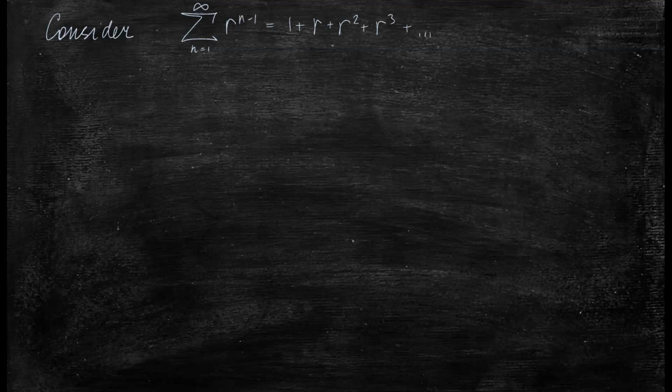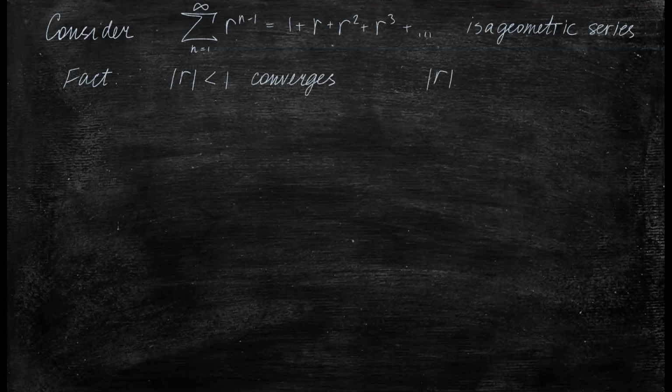And what we know about geometric series is that when r, the absolute value of r is less than 1, then the series converges. And when the absolute value of r is greater than or equal to 1, then the series diverges. And what does that mean? So let's consider some values of r.